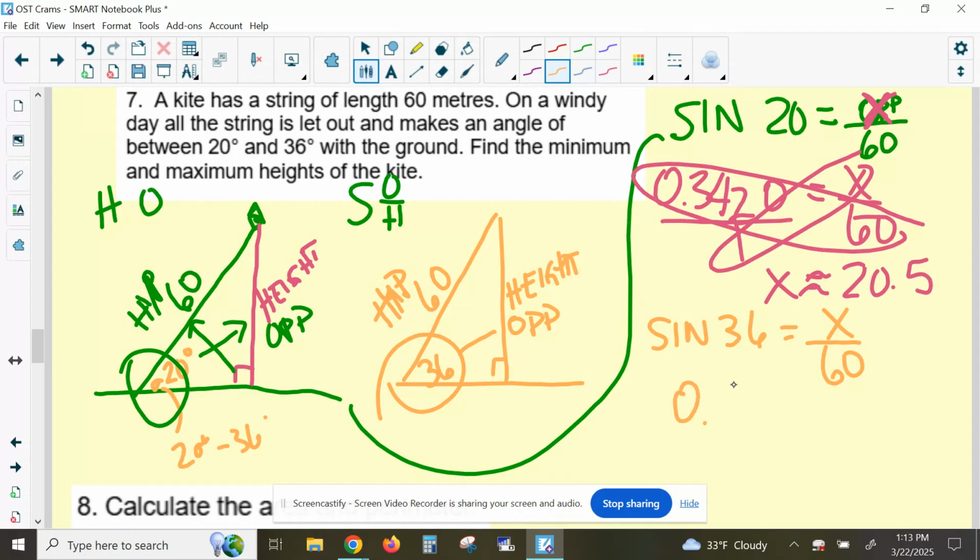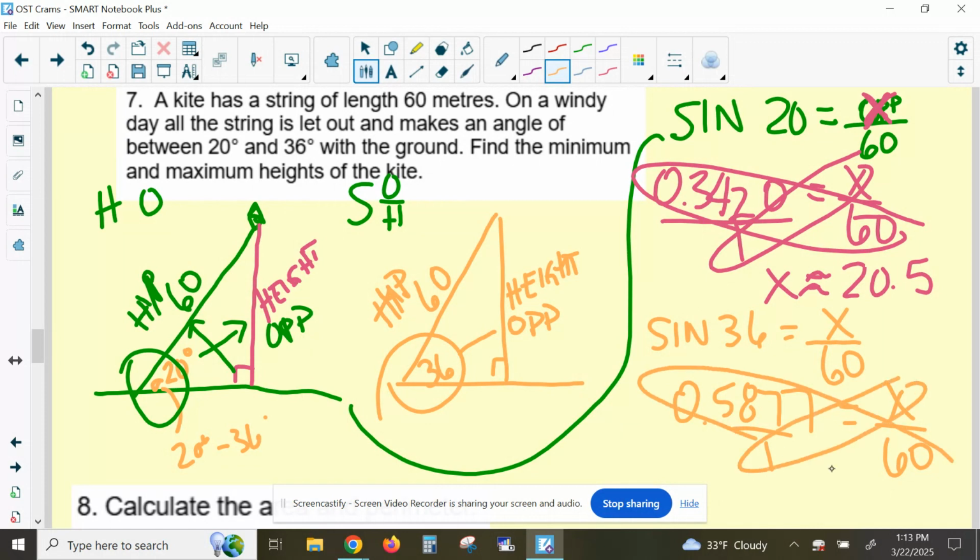So I need sine of 36, which is 0.5877, is equal to x over 60. Put that over 1, cross multiply. So I've got approximately 35.3. So these are my two numbers I have, this one and this one. It says find the minimum and the maximum, okay, so that's the minimum, 20.5, and the maximum is 35.3. And that is meters for both of these.